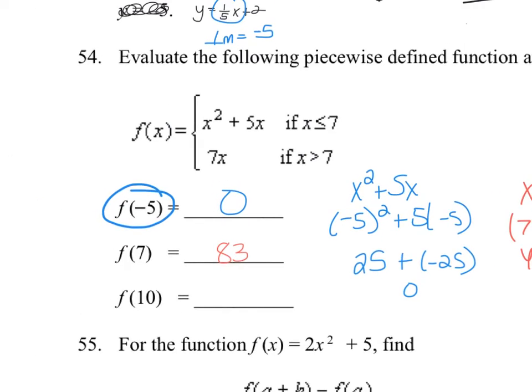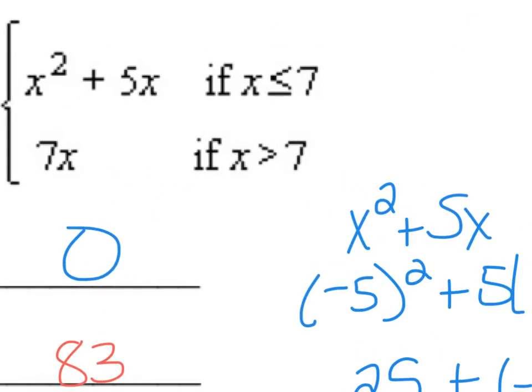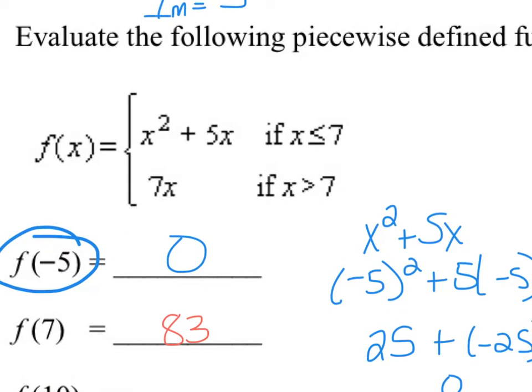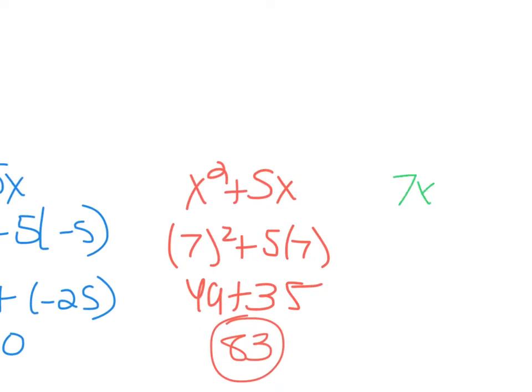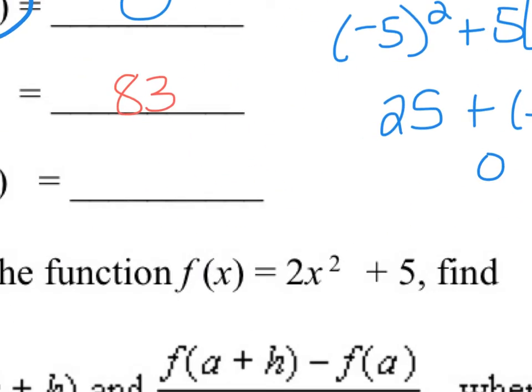All right, now I look at 10. I want to evaluate where x is 10. Well, where does that fall? Is 10 less than or equal to 7, or is 10 bigger than 7? Which one? Is 10 bigger than 7 or less than or equal to? Bigger. So I'm going to use what? 7x. So 7 times 10 is 70. There's absolutely no excuse for getting those wrong.